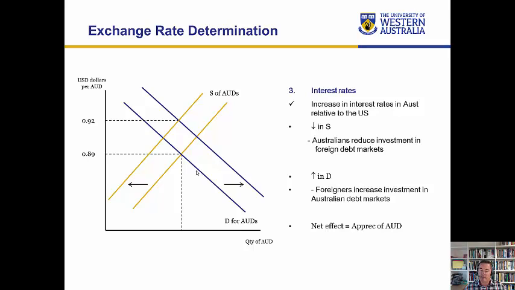So economic growth, inflation and interest rates are three of the main factors that drive exchange rates. They're certainly not the only factors, but they are three of the main ones. There are other factors. Commodity prices is a good example in Australia. If commodity prices go up, you would expect there to be an increase in the demand for the Australian dollar, because foreigners would need more Australian dollars to buy the same volume of commodities when prices are higher.